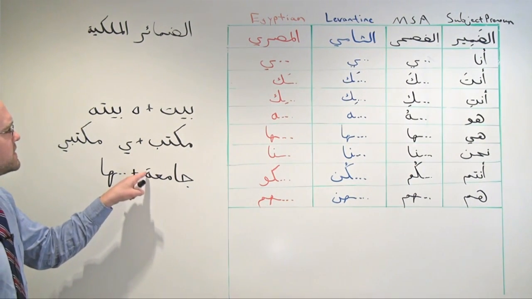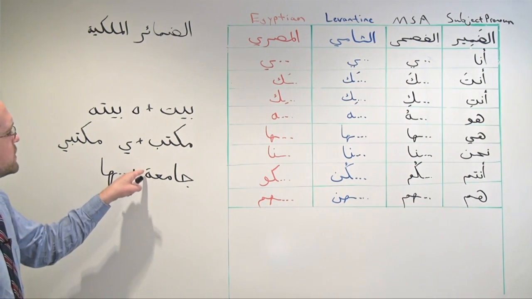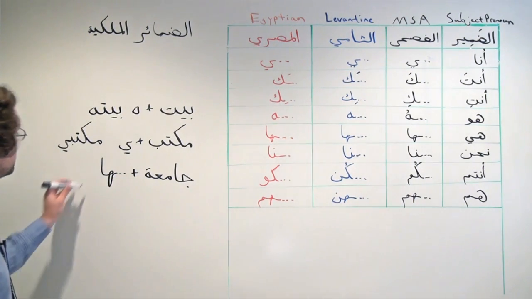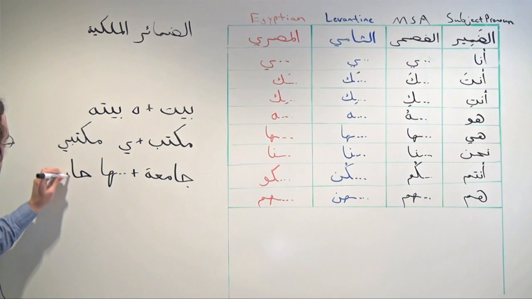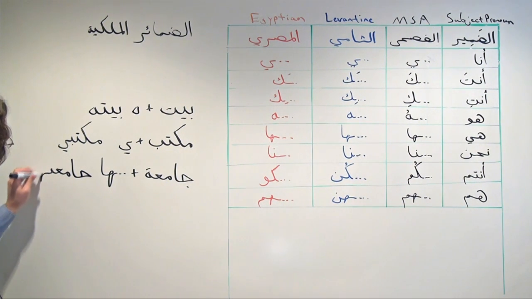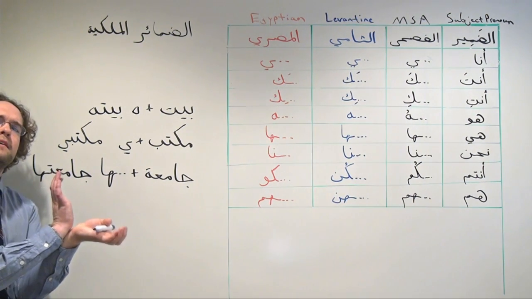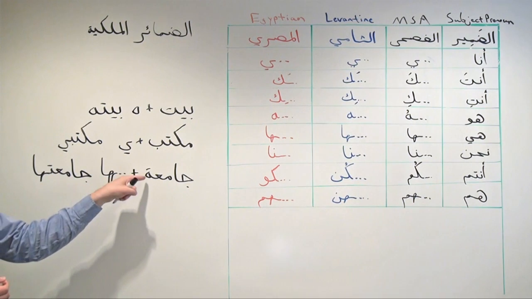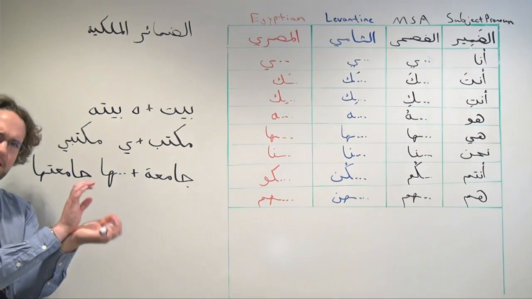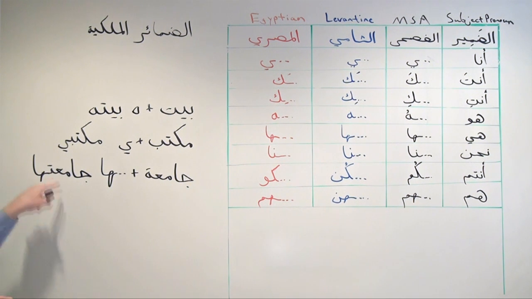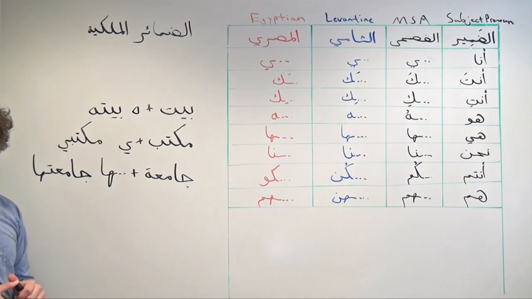We're going to take that ta marbuta and turn it into a ta for purposes of adding the suffix. So we will wind up with jami'atha, and we'll hear the sound of that ta. Think of it as unfurling the ta marbuta. A ta marbuta literally means a rolled up or tied up ta. So we're unfurling it and attaching it to the pronoun.